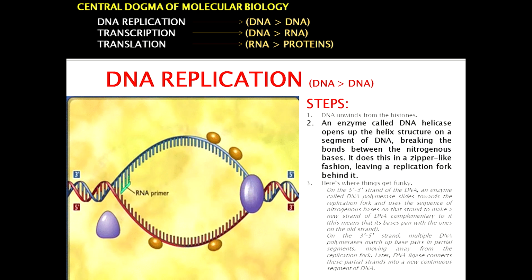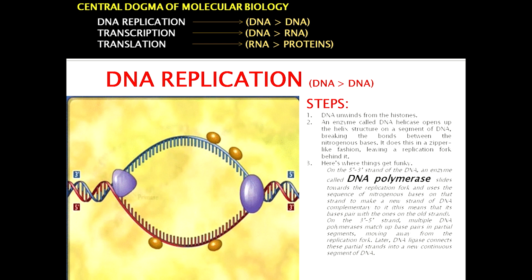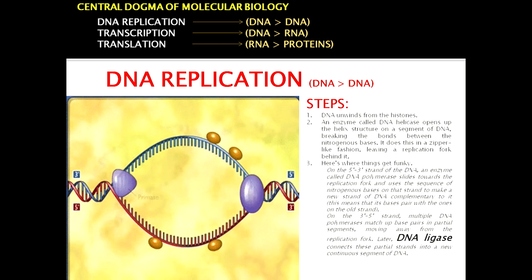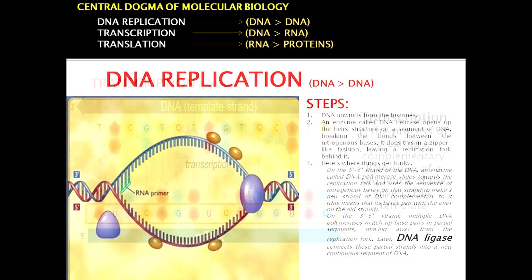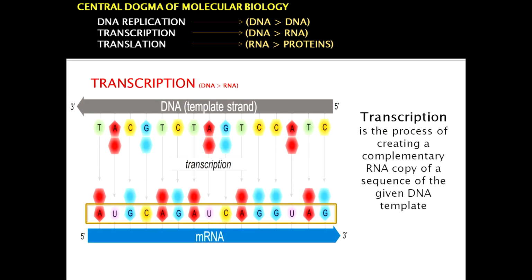This unzipping or unwinding is carried out by an enzyme called DNA helicase na nagbi-break sa hydrogen bonding between the complementary bases ng DNA. Pangatlong step, the DNA polymerase produces a complementary strand using the sequence of nitrogenous bases of that strand. Then the last step would be, with the help of DNA ligase that connects these partial strands into a new continuous segment of DNA. Second process, from DNA to make new RNA, that's transcription.